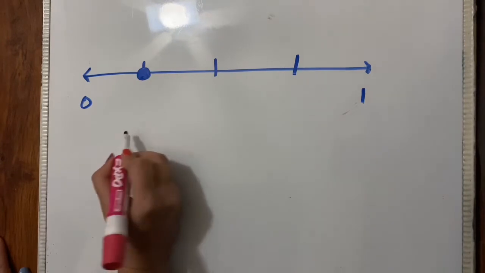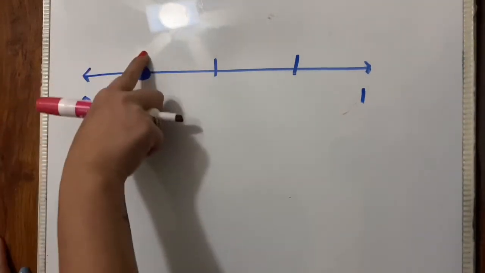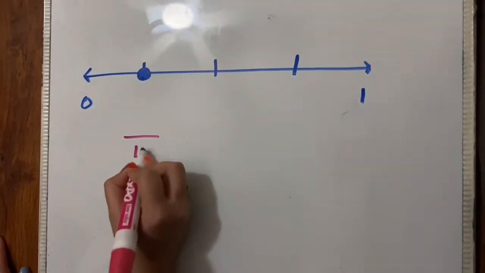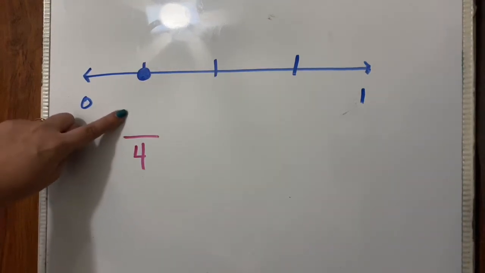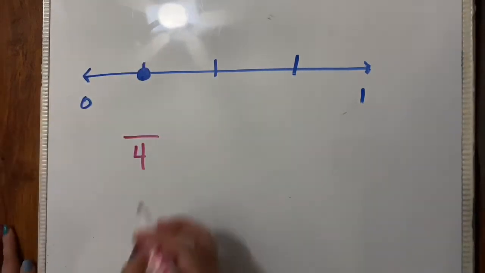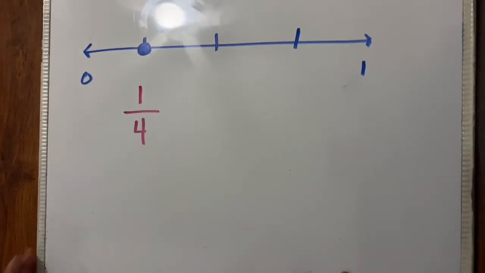So let's see. For my denominator, my total number of pieces, I have 1, 2, 3, 4. I have 4 pieces. And then to find my numerator, my top number, or my parts, I just look at the dot, and it's on spot 1. So I know my fraction right now is 1/4. But now I have to find something that's equivalent or equal to that fraction. You can do that by a couple of different ways. I'm just going to go ahead and show you 2 different ways today.